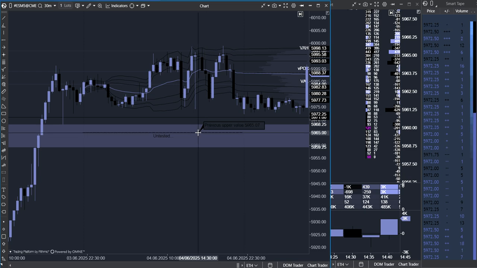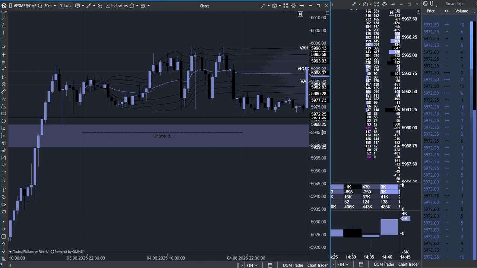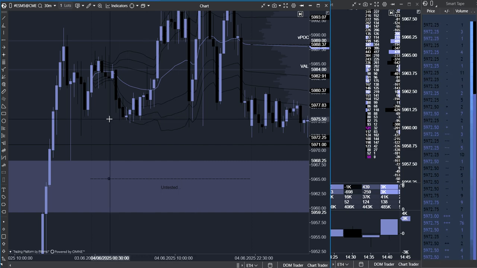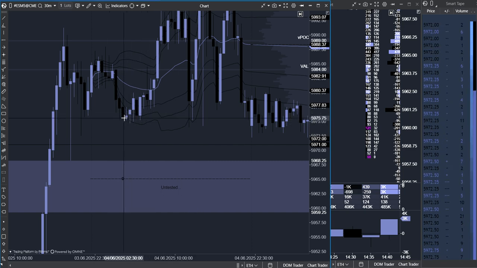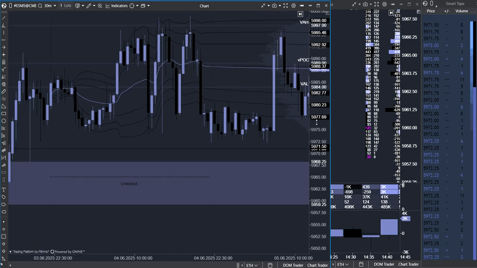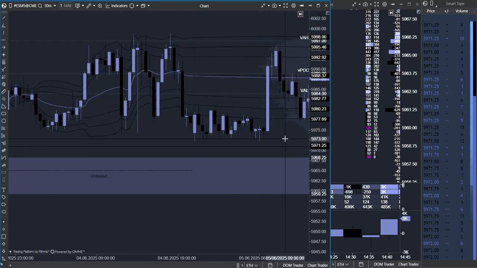Now, let's talk about poor lows. A poor low happens when the bottom of a session doesn't show excess. There's no tapering off, no sign of sellers drying up. Instead, it ends flat or mechanical, often at a round number or a prior level.